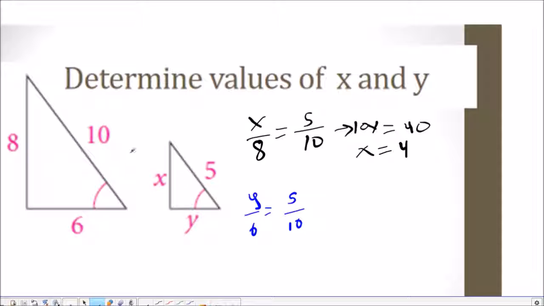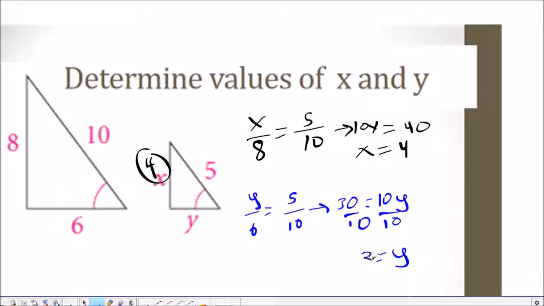Let's double check. 10 is bigger than 8. 5 is bigger than 4. Okay, makes sense. That could probably be 4. That seems okay. And then let's do our calculation for y down here. 5 times 6 is 30. And y times 10 is 10y. And so it looks like when I divide 10 out of there, I get y equals 3. So I got a 3 right there.